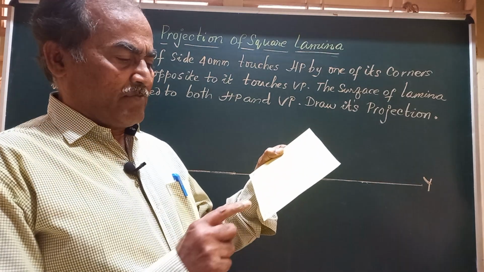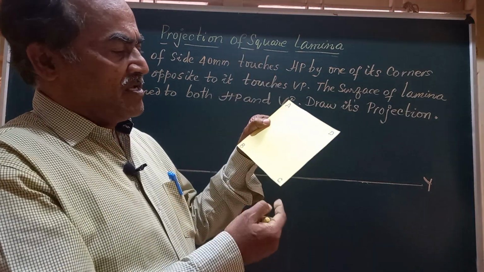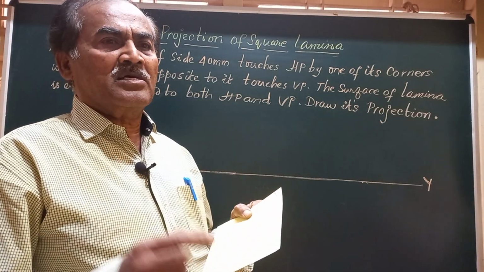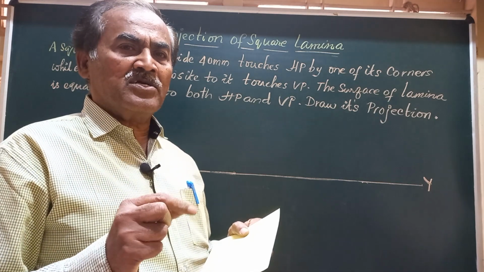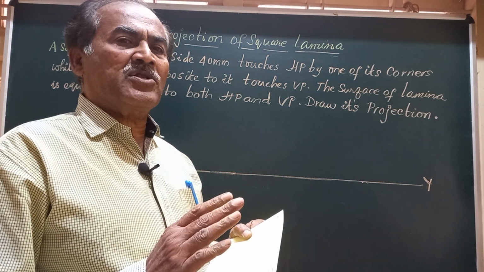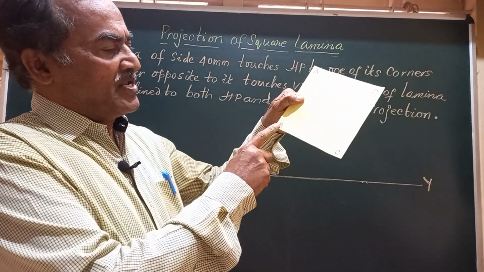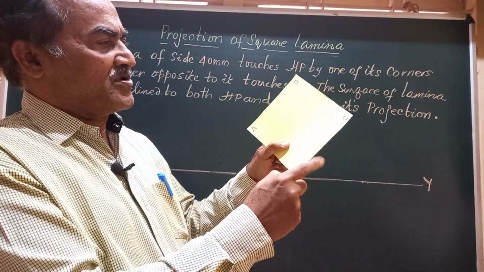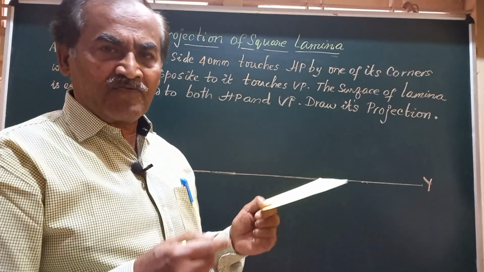Friends, in today's session, we are going to work out a problem on a square lamina in which the lamina rests on one of the corners on VP and the opposite corner on HP. The lamina resting on a corner on HP indicates that you have to place the lamina on HP such that one of the corners of that lamina will come to your left. Say this A will come to your left. Obtain the top and front views of the lamina.